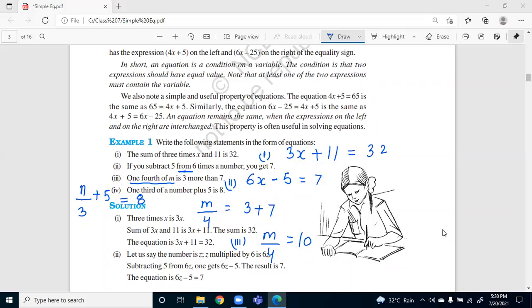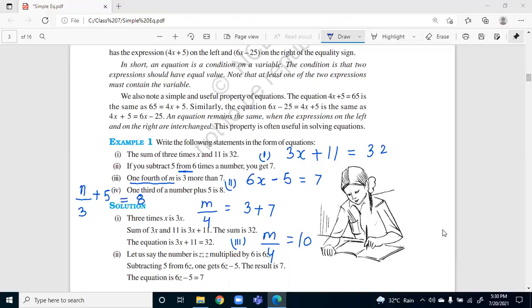Ma'am, I'm having a problem. I can't do this. What happened? Ma'am, I'm having a problem in this question. Which question? Ma'am, the one we are doing right now. Example number 1, whole? Yes, ma'am. What problem are you facing? Ma'am, in the third part. Third part, 1/4.